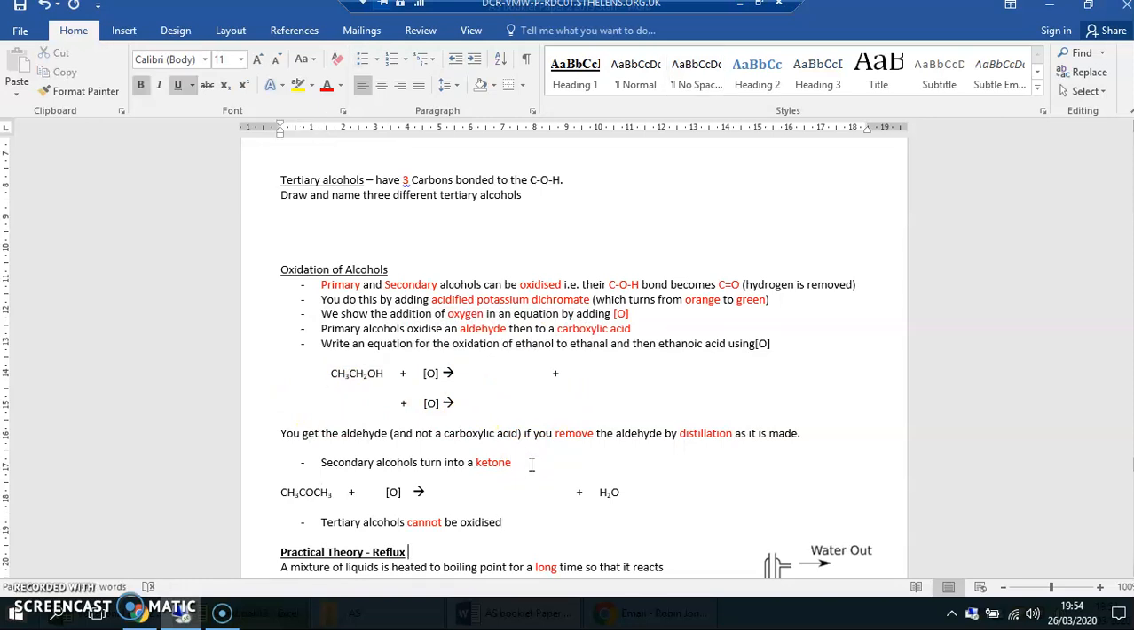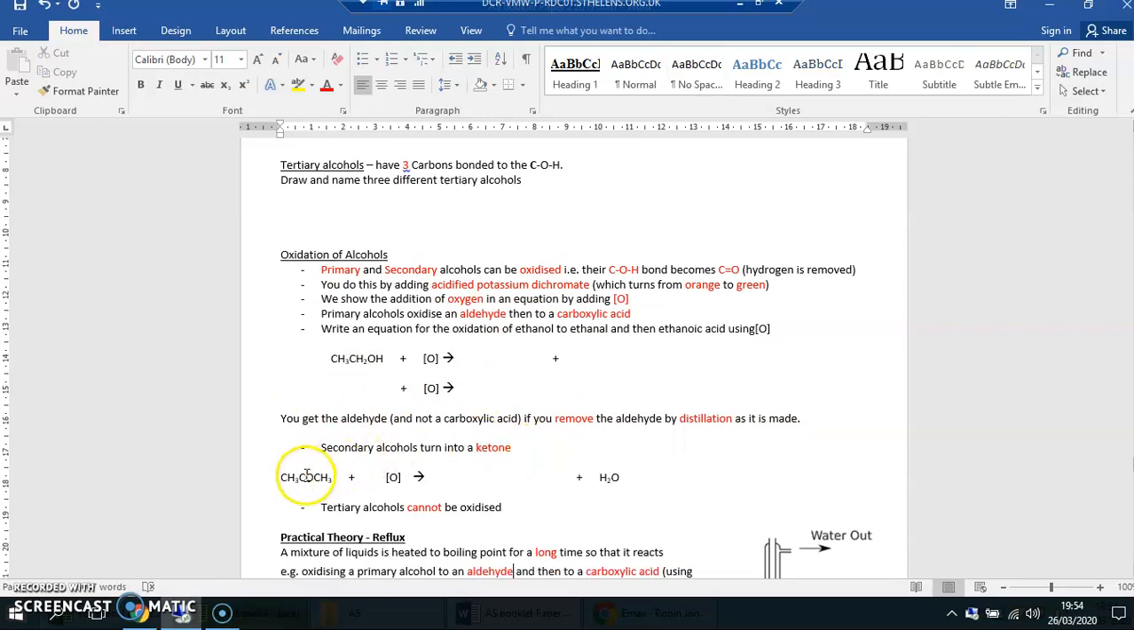Let's have a look at a secondary alcohol here. So here, a secondary alcohol. I've done that wrong, so I'm going to make my secondary alcohol here.